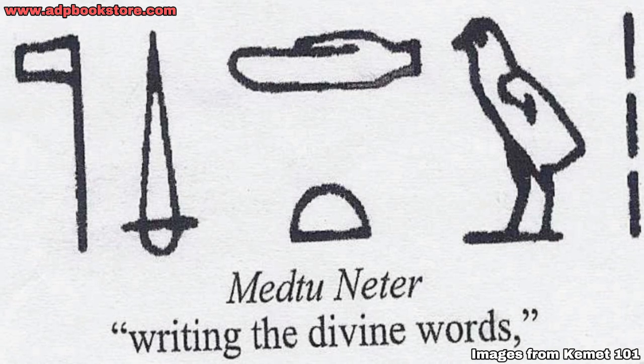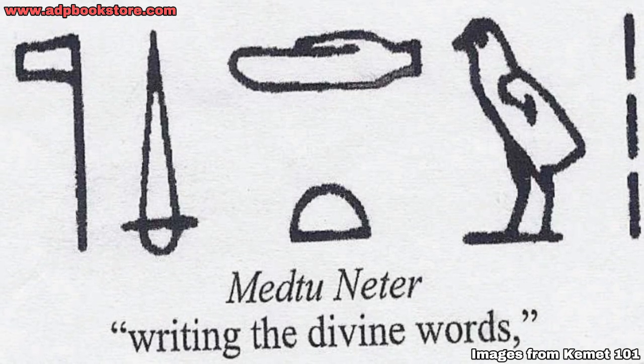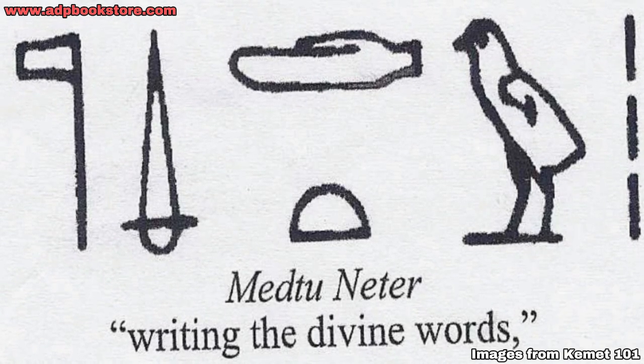The lines to the far right are a classifier. This symbol clarifies that we are speaking in the plural. The phrase translates into writing the divine words.